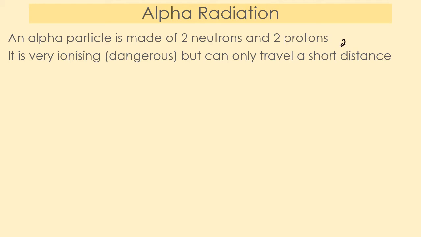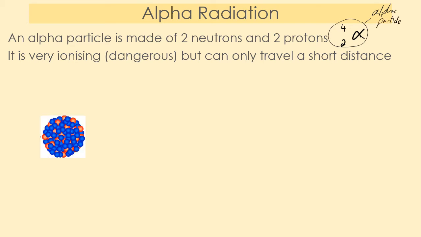I'm just going to show you how we write out an alpha particle, showing its number of protons and mass number. We do 2 and 4, just like on the periodic table, and we have this sign alpha. So this is an alpha particle. We're going to have a look at what is happening.